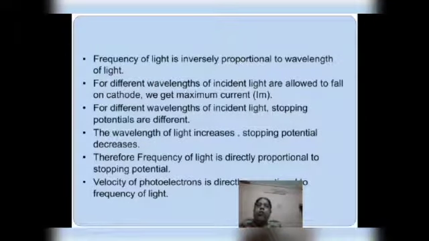Using the Richardson and Compton experiment, we show a relation between retarding potential and stopping potential, photoelectric current, and intensity of light. And we can stop here.